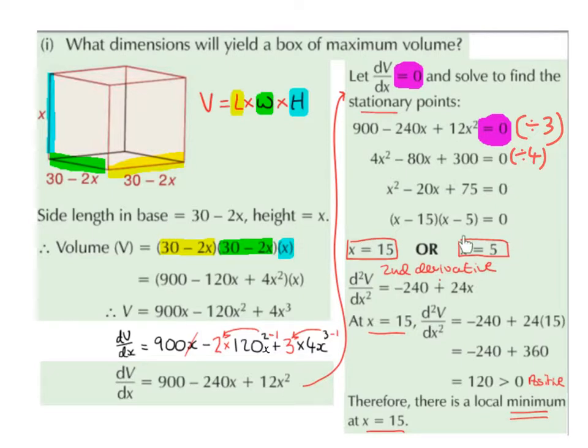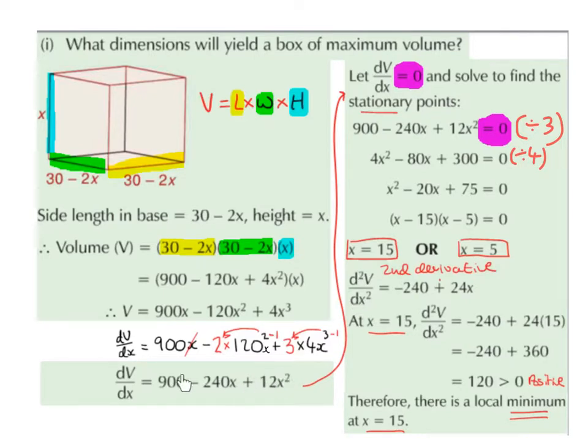So I know that these are my stationary points. So I know that at these points, at x equals 15 and at x equals 5, I have a slope of 0. But I don't know which one is a maximum and I don't know which one is a minimum. And I'm interested in the maximum because I'm interested in the maximum volume. So in order to figure out which is which, I have to get the second derivative. So the second derivative is written as d squared v dx squared, the second derivative. And it means I have to differentiate the first derivative.